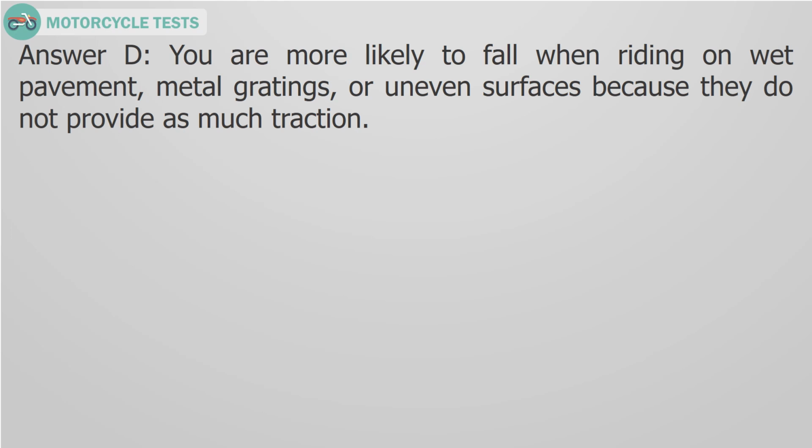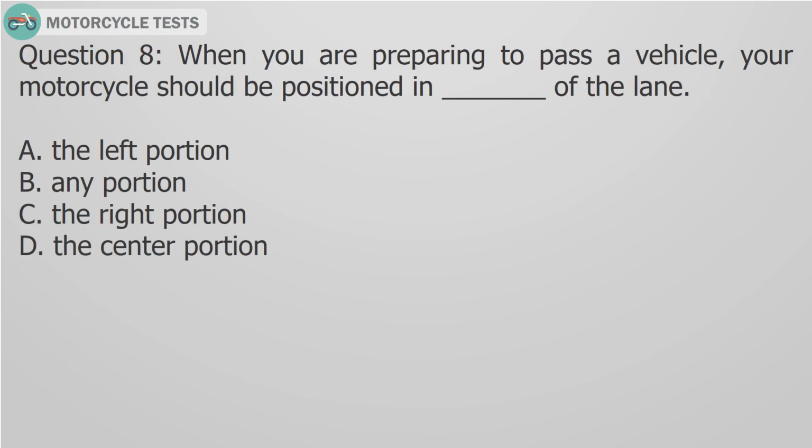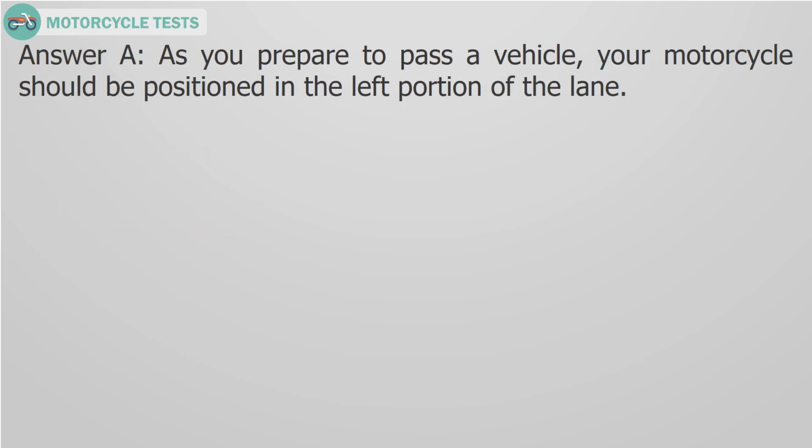Question 8. When you are preparing to pass a vehicle, your motorcycle should be positioned in, fill in the blank, of the lane. A. The left portion. B. Any portion. C. The right portion. D. The center portion. Answer A. As you prepare to pass a vehicle, your motorcycle should be positioned in the left portion of the lane.